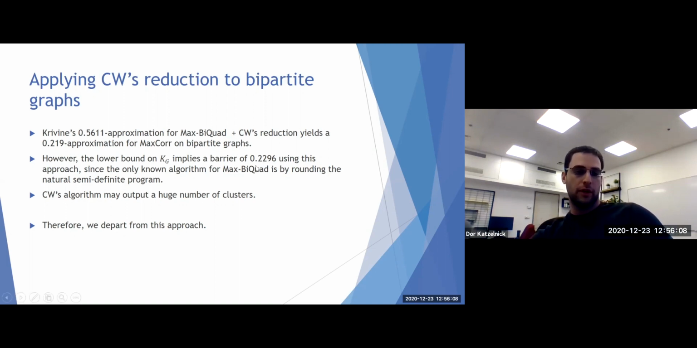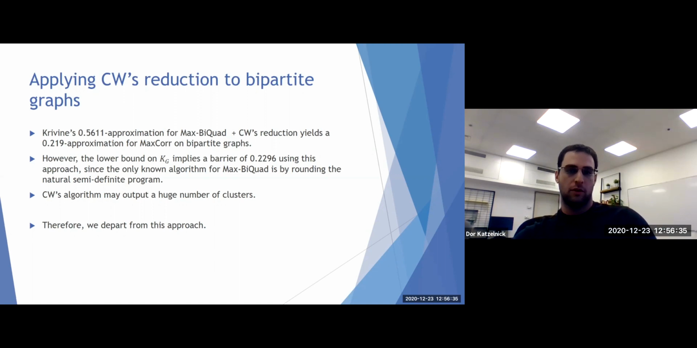Okay, and another important thing to notice is that in this reduction, we might end up with a very large number of clusters. So it may output the all singletons solution. And if, for example, you want to find a clustering with a constant number of clusters, then this will just not work. So we have to try something a little bit different.